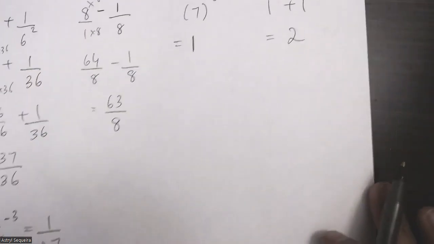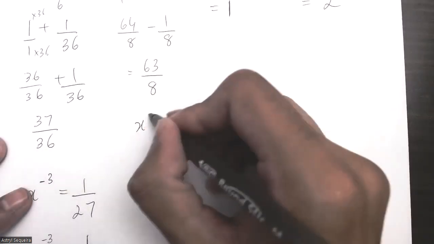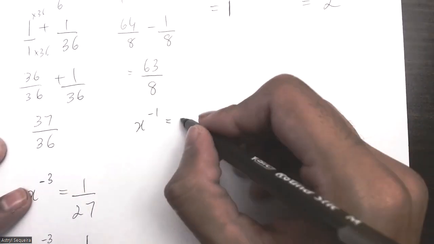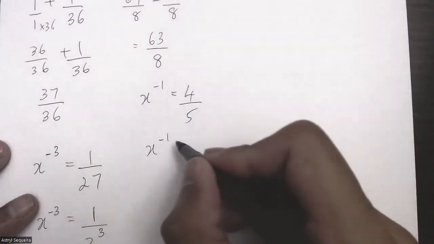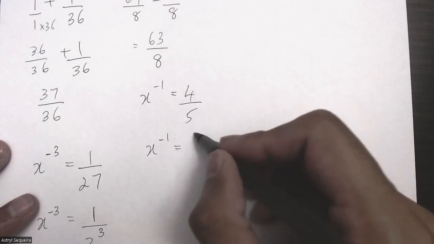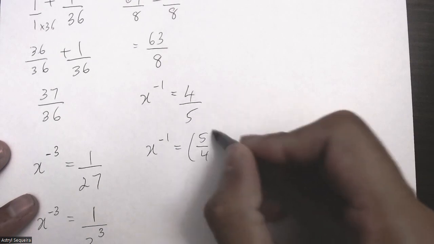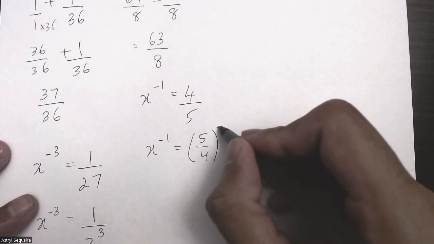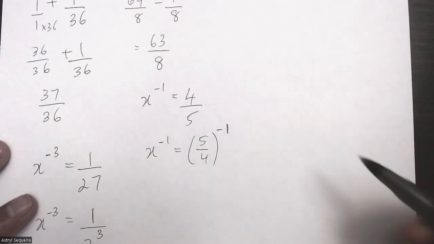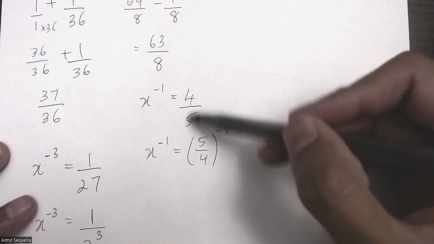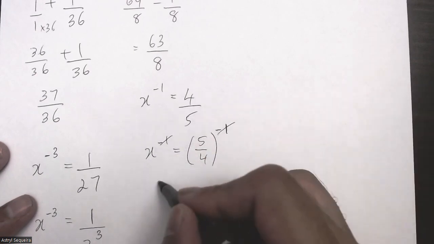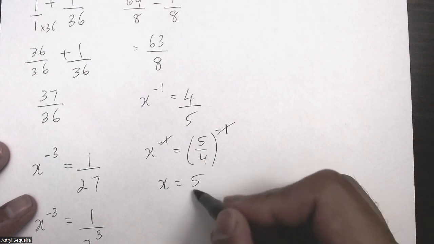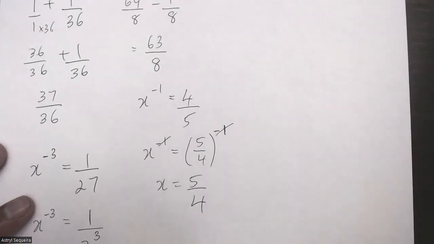I'll do a couple more examples. x to the -1 equals 4 over 5. So I know that if I flip this upside down and make it 5 over 4, my new exponent is going to be -1, because over here it was +1. If I flip it, it becomes -1. Exponents are the same now. I can cancel them off, and I'm just left with x equals 5 over 4. Don't need the brackets anymore.